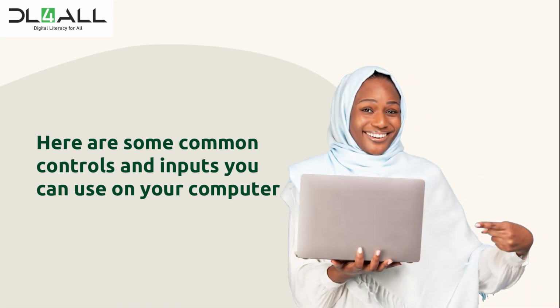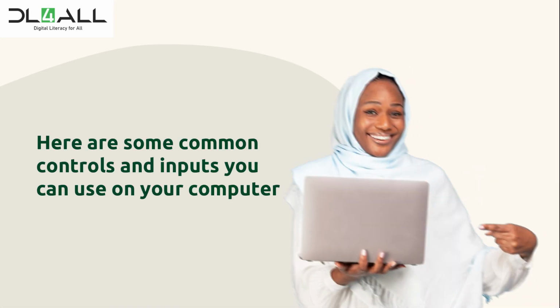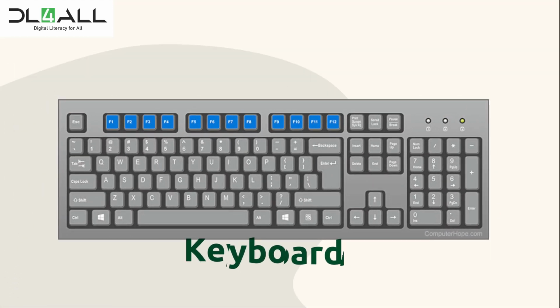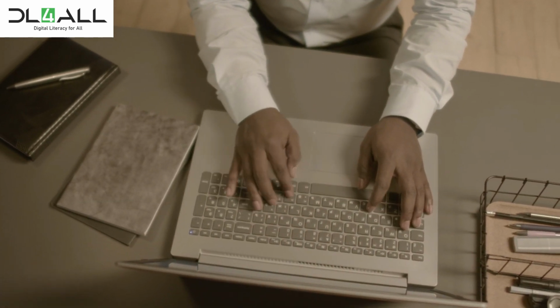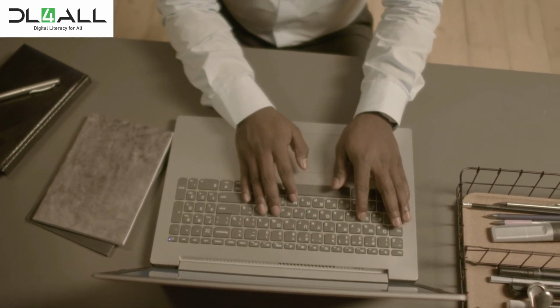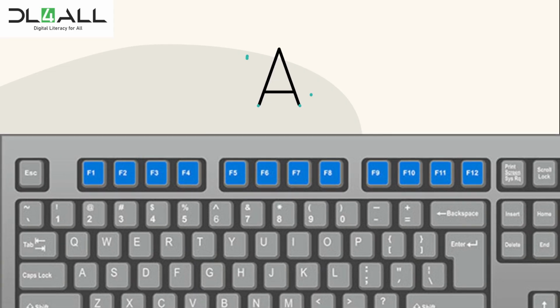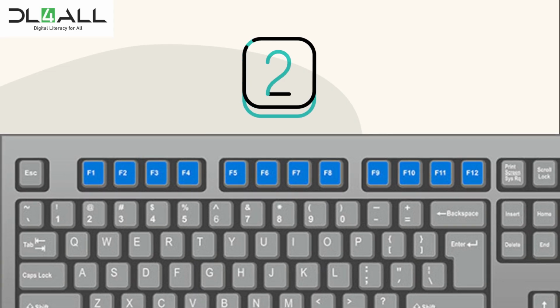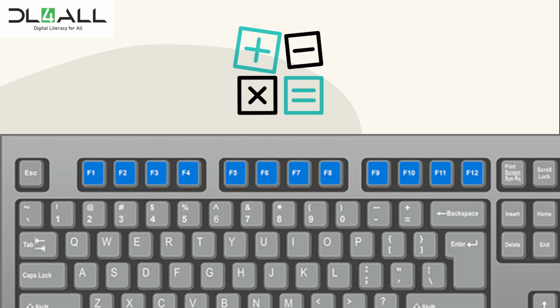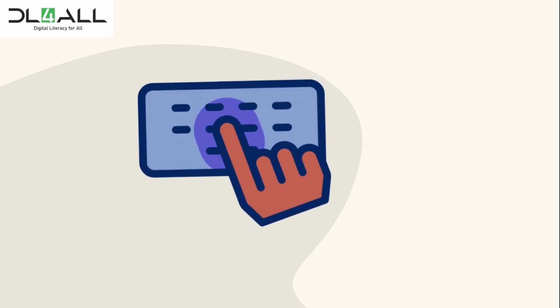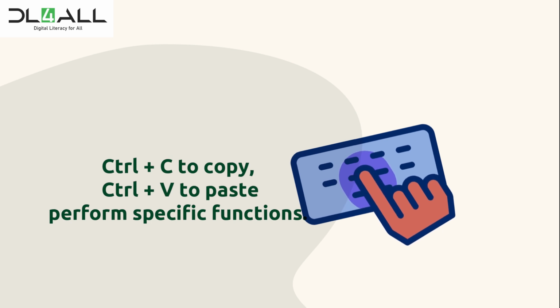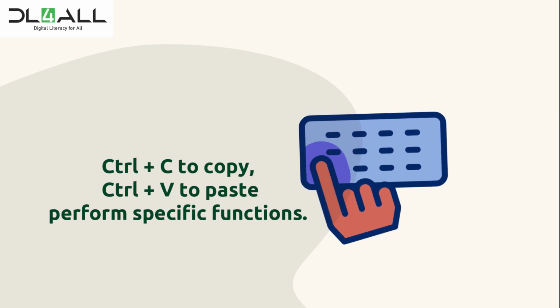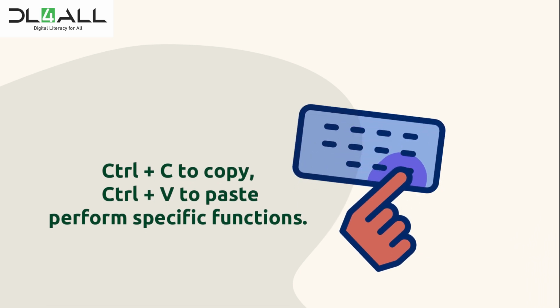Here are some common controls and inputs you can use on your computer. Keyboards. The keyboard is a primary input device for typing text, executing commands, and navigating through menus. Use keys to type letters, numbers, symbols, and special characters. Additionally, key combinations like Ctrl-C to copy and Ctrl-V to paste perform specific functions.